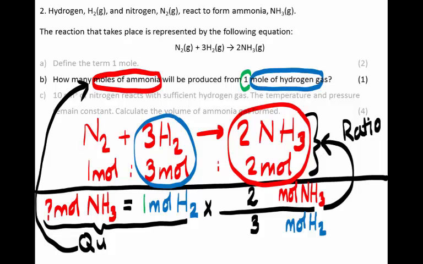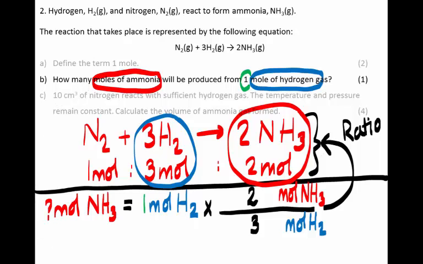And in that way we can find out, well, what if we don't have 3 moles of hydrogen? We only have 1 mole of hydrogen. How many moles ammonia will then be produced? So we apply the reaction ratio to this particular question. 1 times 2 over 3, which is equal to 0,66 recurring. We round that off to 0,67 moles of ammonia.